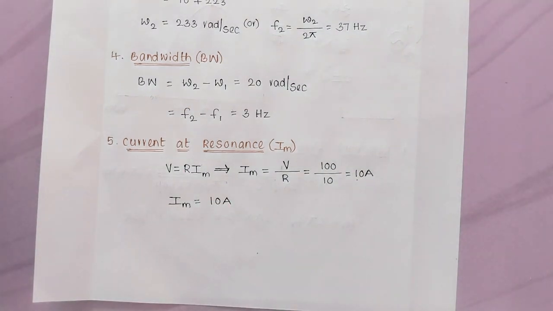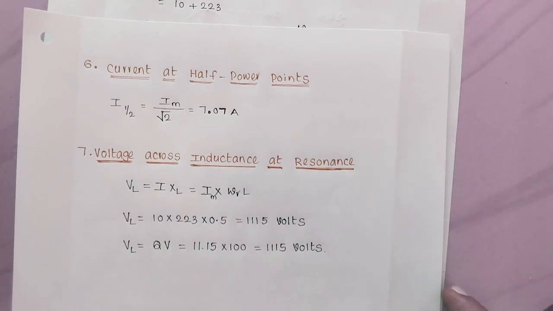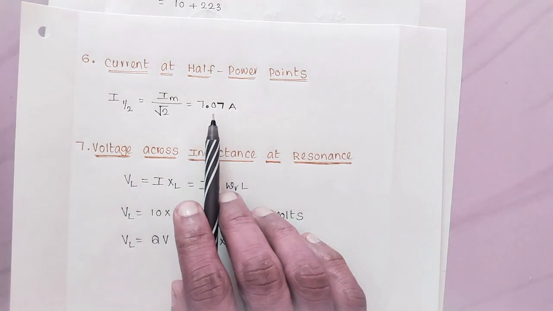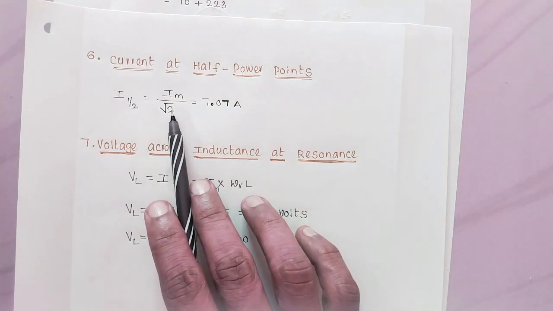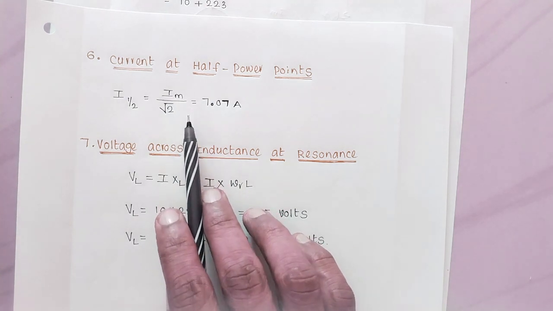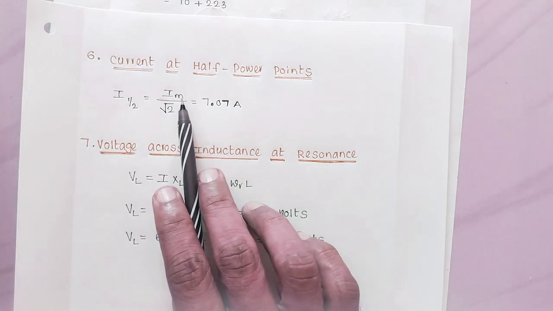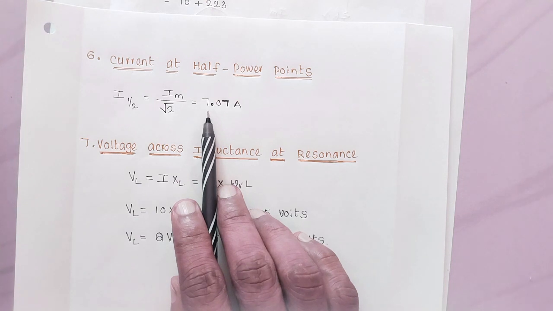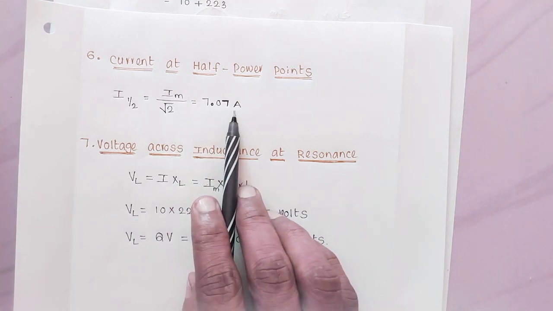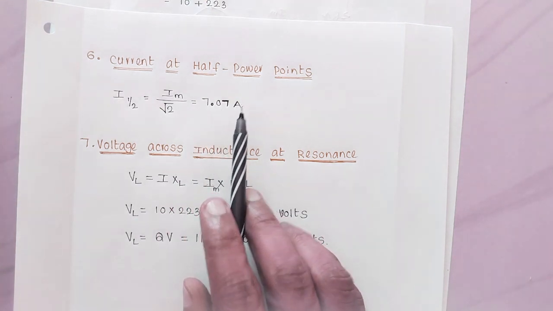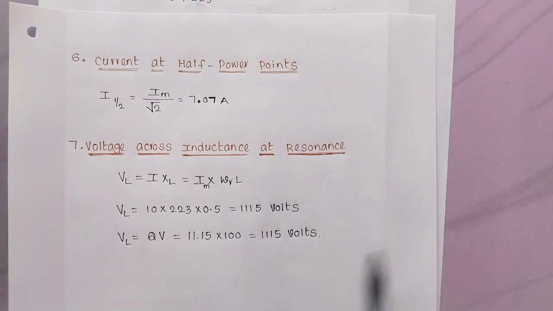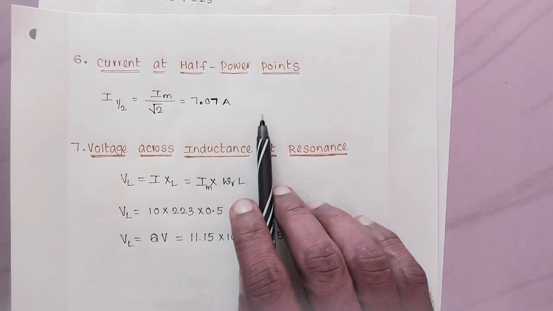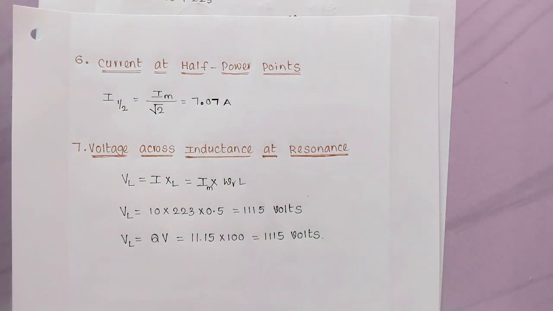So next, we are asked to find current at half power points. From the diagram, current at cutoff frequencies is Im by root 2, 1 by root 2 times the maximum current. If you substitute Im as 10, 10 by root 2 is 7.07 amperes. So at cutoff frequencies, current in the circuit is 7.07 amperes. At resonance, current in the circuit is 10 amperes.